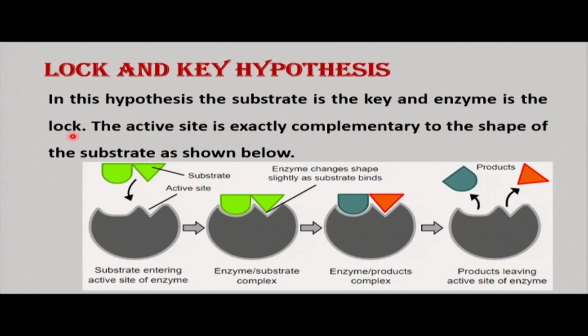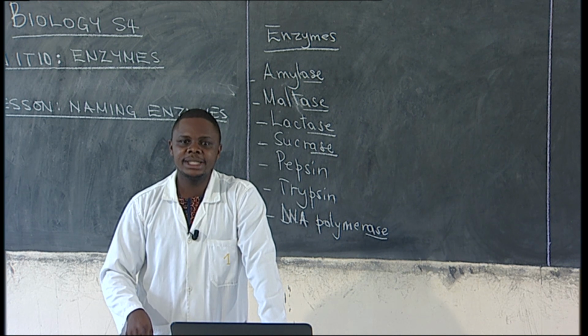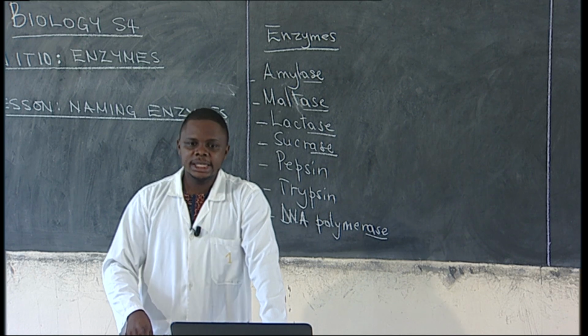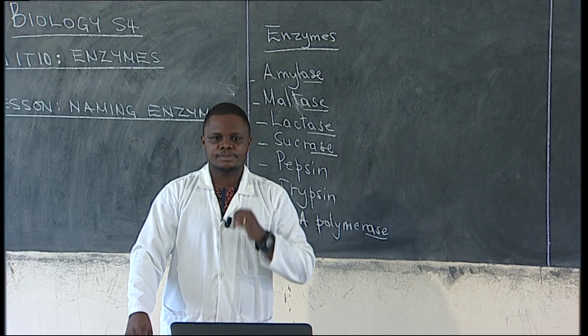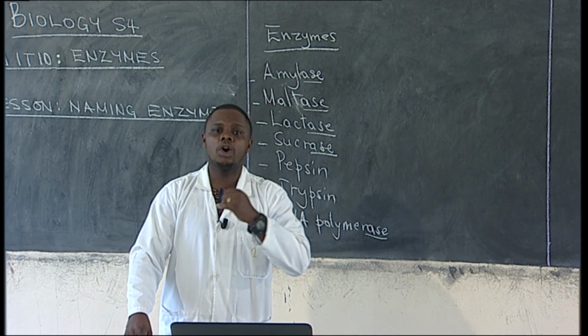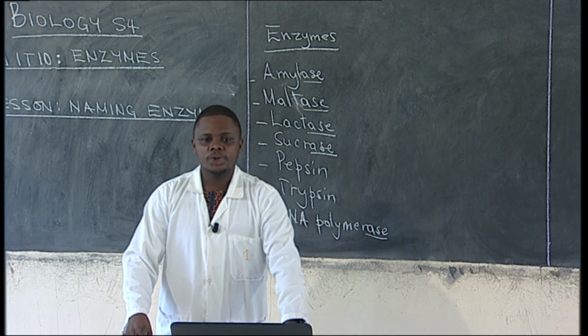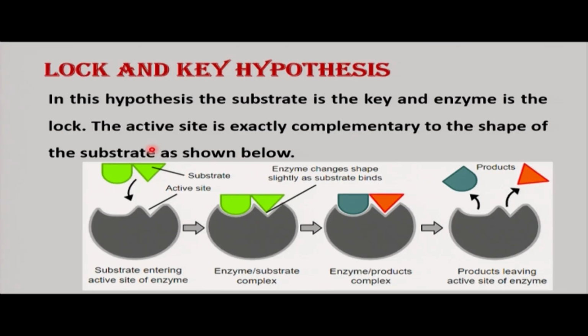Dear students, remember in your homes you have what you call a locker, and then you have the key which opens the locker. So in this case, we say the key you use to open is the substrate, and the enzyme is the lock or the locker. So enzymes have what we call active sites, and the active site is exactly complementary to the shape of the substrate. Let us see it here.